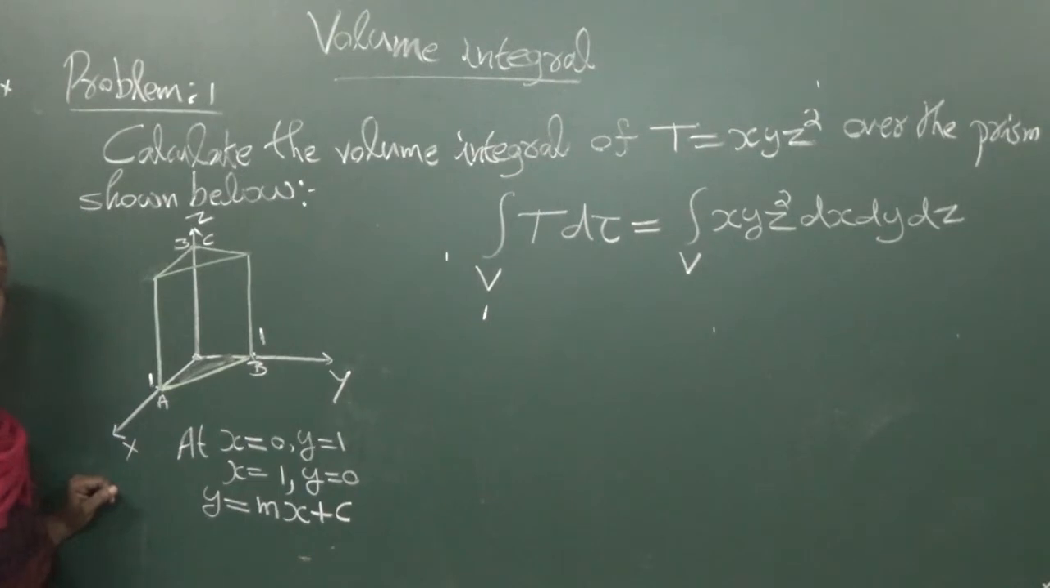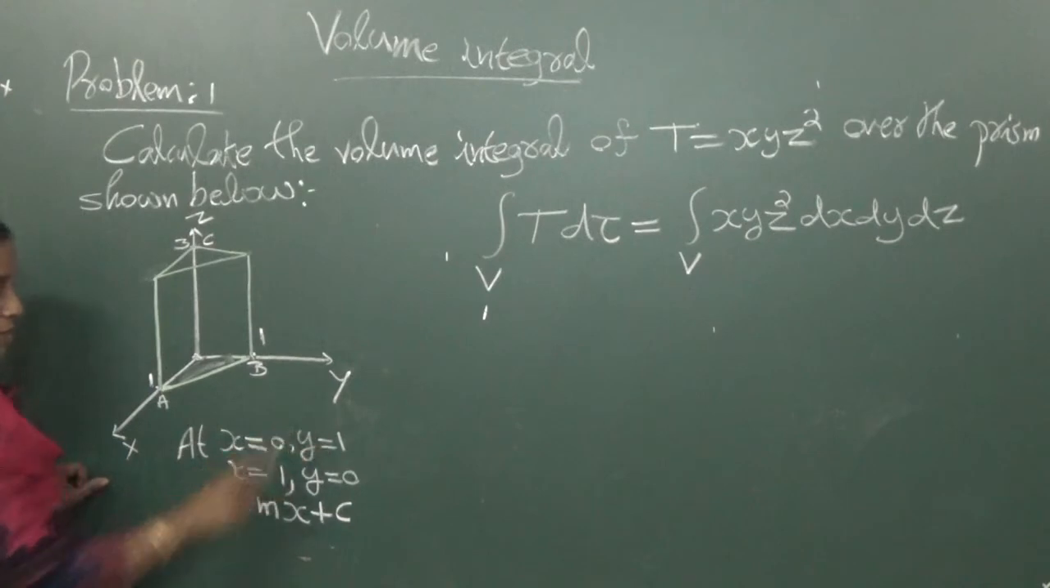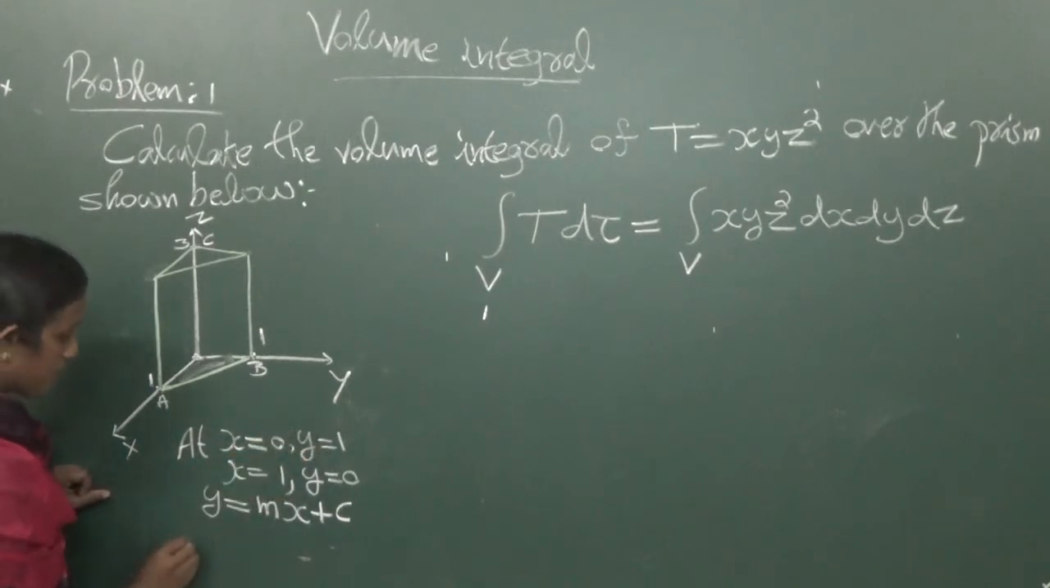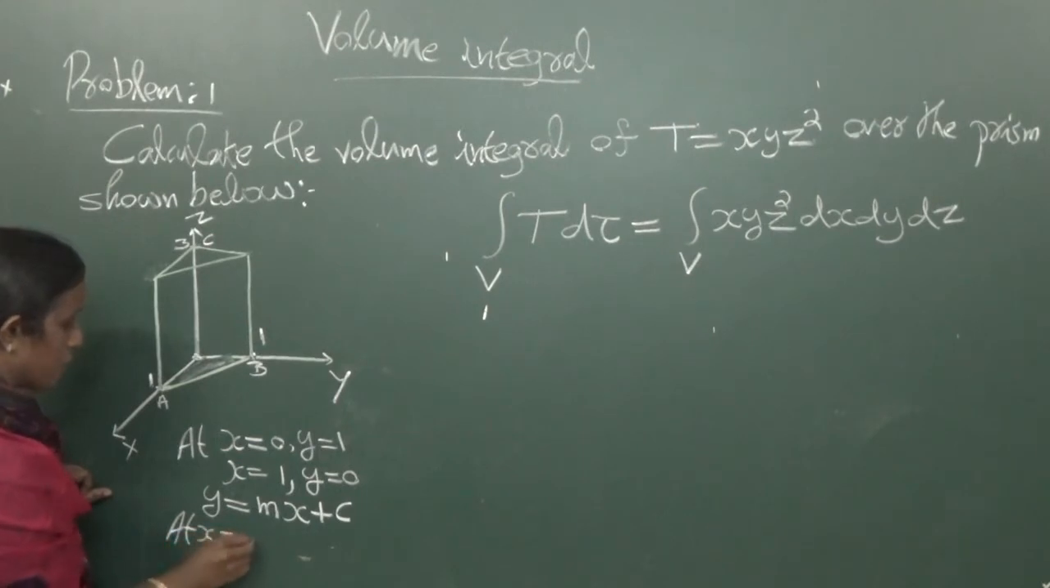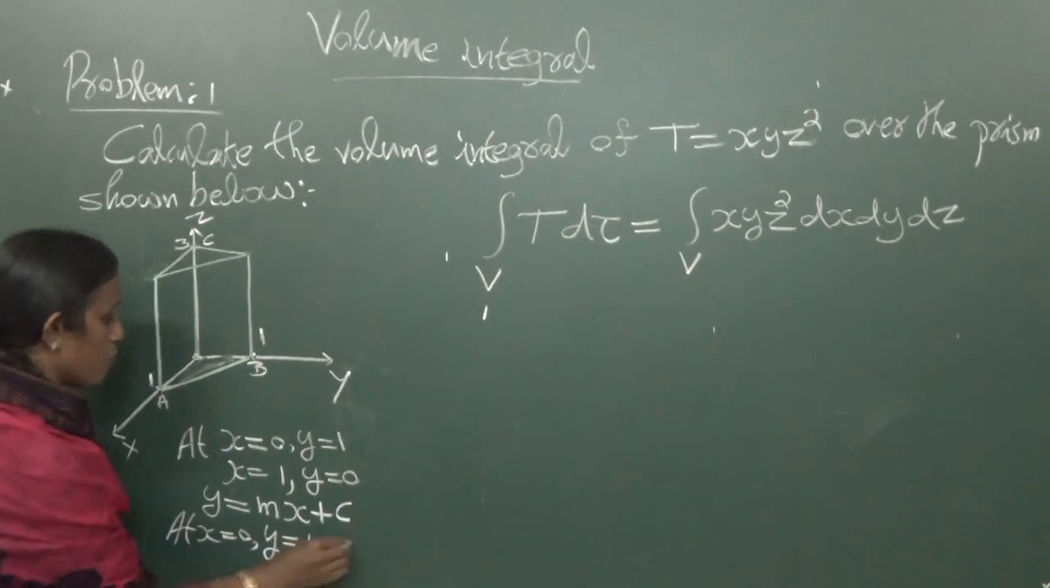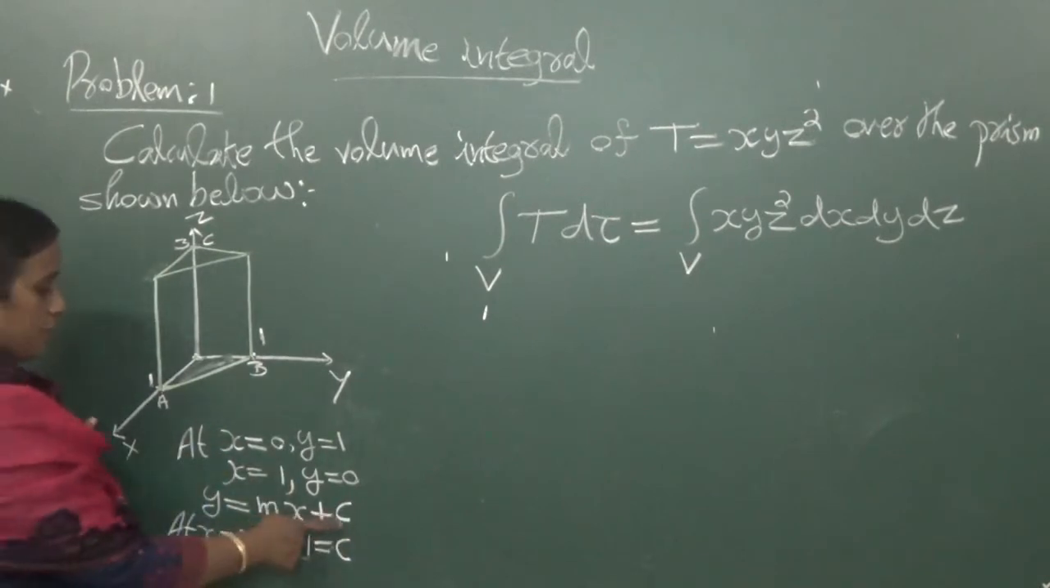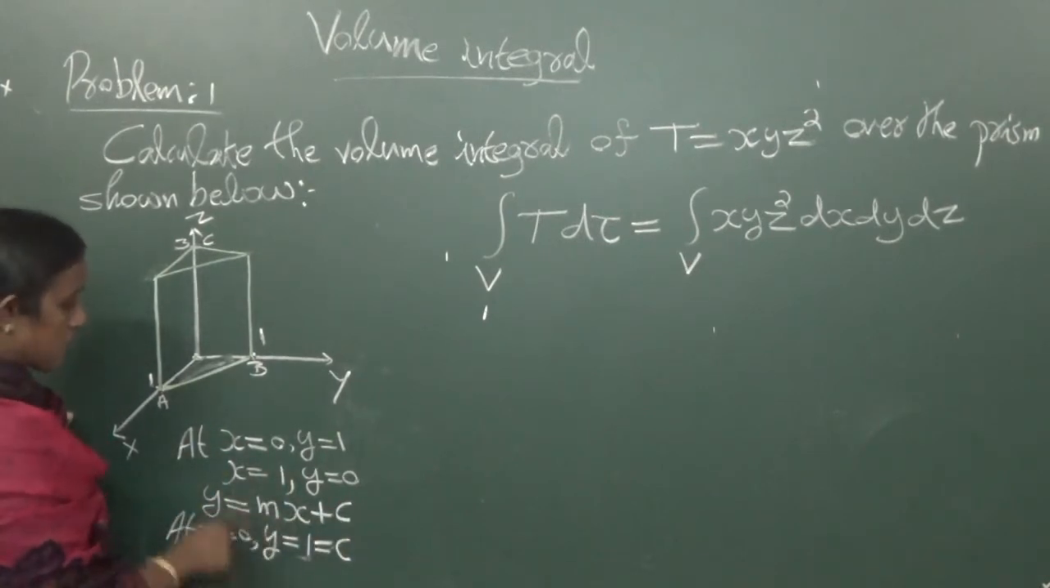Okay? y equal to mx plus c. If you give x equal to 0 here, you get y equal to c. What is that? At x equal to 0, y equal to 1. That means at x equal to 0, y equal to 1 equal to c. We get this c.